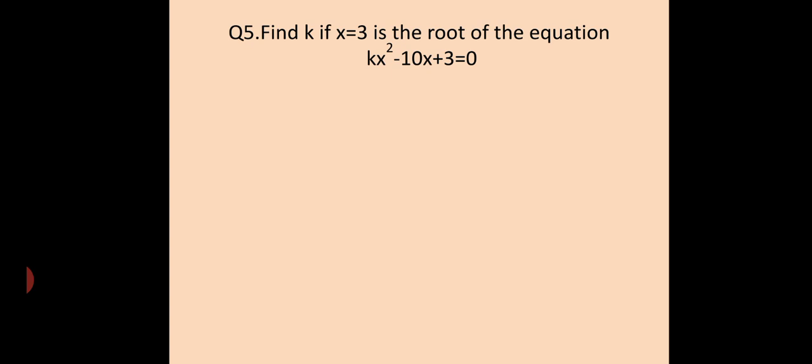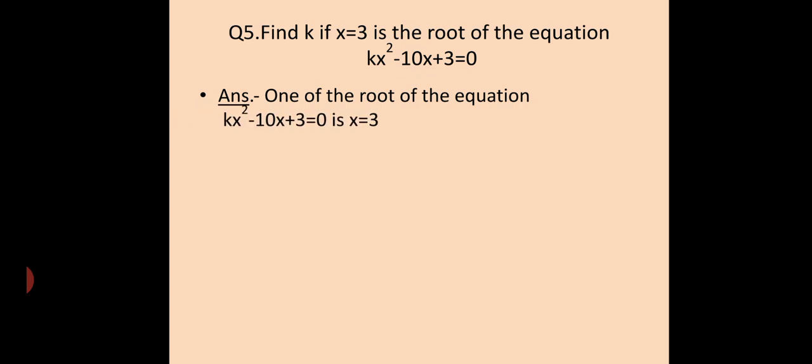Now let us see question number 5. Find k if x equal to 3 is the root of the equation kx square minus 10x plus 3 equal to 0. Here the equation is given and x equal to 3 is the root of the given equation. One root of the equation kx square minus 10x plus 3 is x equal to 3. It is given. Now let us put x equal to 3 in the equation.